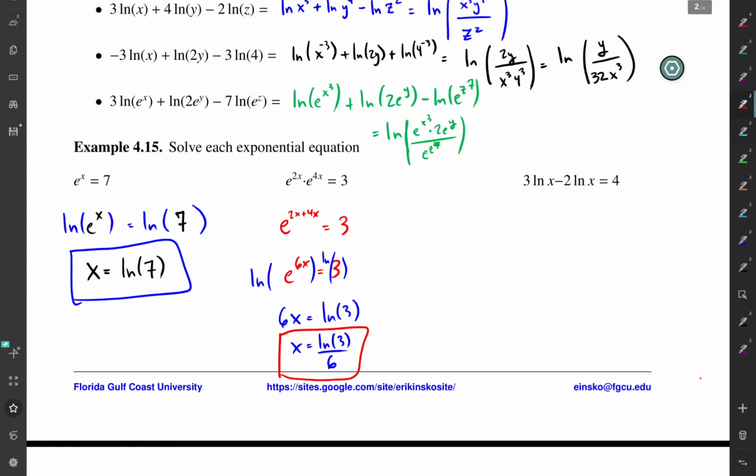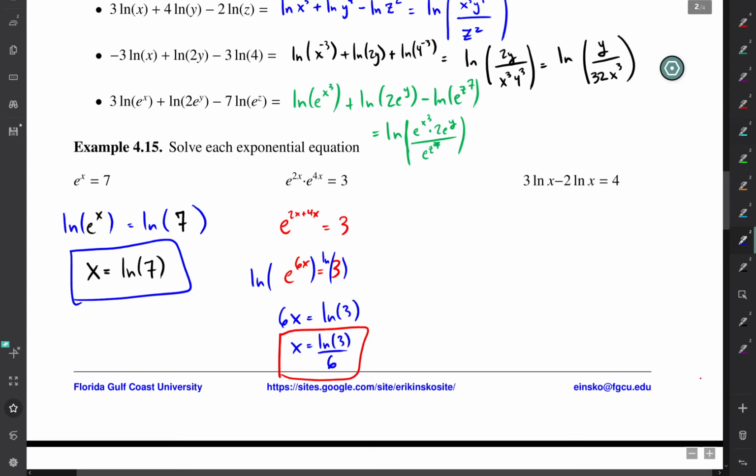Now in the third problem, we have an expression involving logs. And so what we're going to do is use properties of logarithms to simplify that down as much as possible, or condense it into one product or quotient, and then we're going to apply e to both sides. So we have that this is ln of x cubed minus ln of x squared equals 4, which you could write as the natural log of x cubed over x squared equals 4. Of course, x cubed over x squared is just x. So this is natural log of x equals 4.